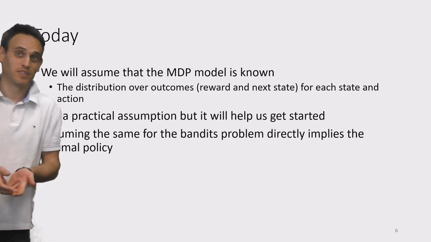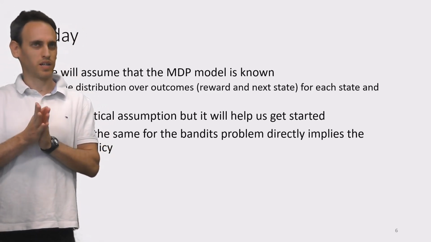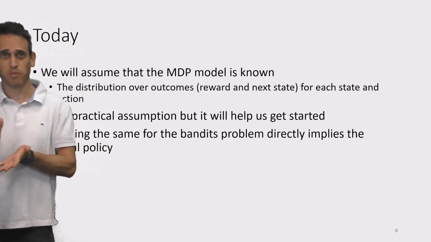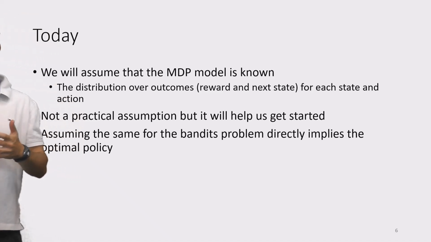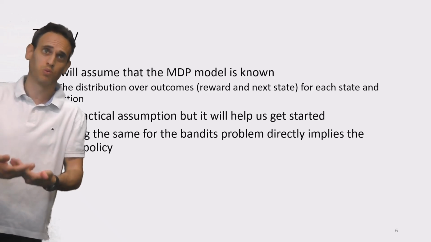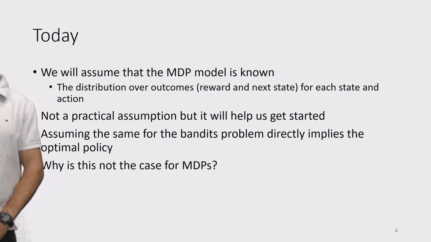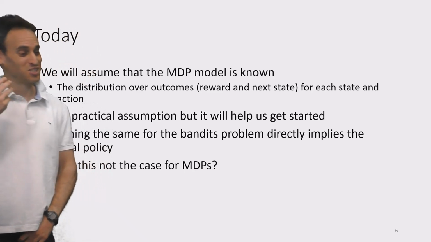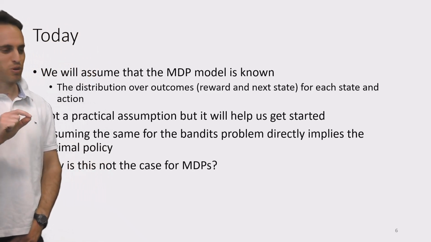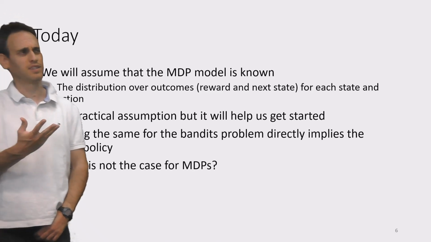So this assumption simplifies stuff definitely for the multi-round bandit problem, but it does not directly imply a solution for the more general MDP, and we'll see why that is the case. We'll still need to do some computations in order to solve the MDP, and when I say that, I mean to compute the optimal policy. Why is this not the case for MDPs? Even if you know the model, it's not trivial to imply the optimal policy for an MDP. Why is that? Can you think of that?